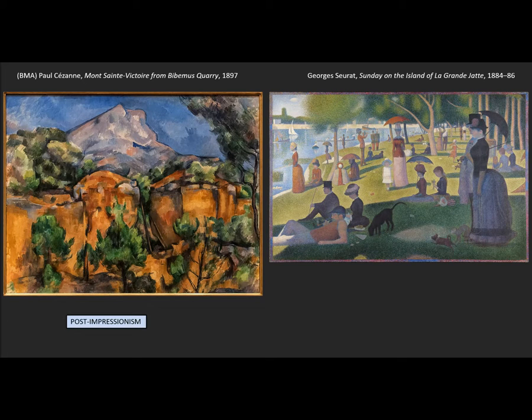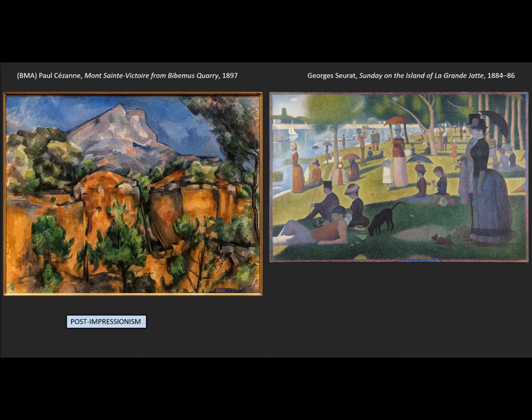Cézanne was very much interested in working outside. In fact, when he joined the Impressionists back in 1873 as one of the original founding members, it was Pissarro, who we looked at, who told him, you should study outside. You should paint from direct observation.